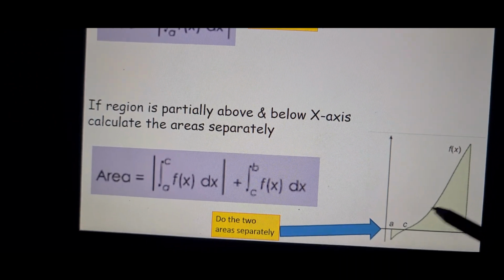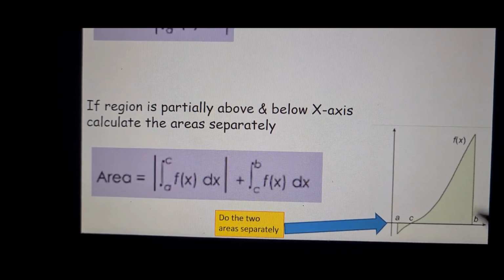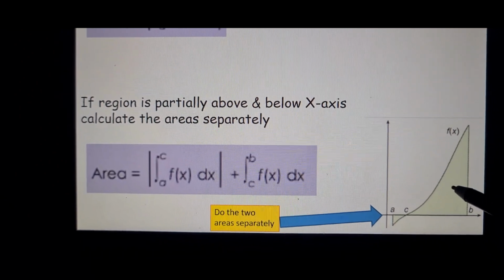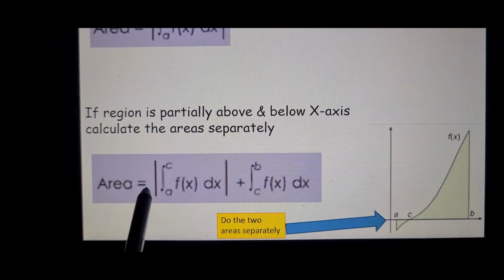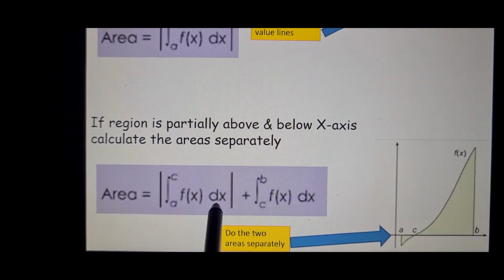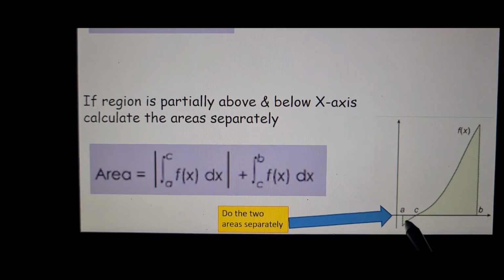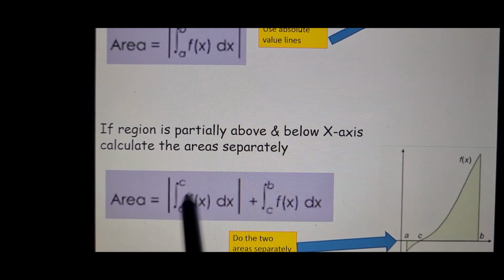And then this region would go from a lower interval of C up to an upper interval of B. Okay, and that would already be positive, so you don't have to put it into absolute value lines. So your equation would start off like this. The area would equal the absolute value of the integral of your function f of x with respect to x. And again, lower interval will be A and the upper interval will be C for that one. Absolute value lines makes it positive.